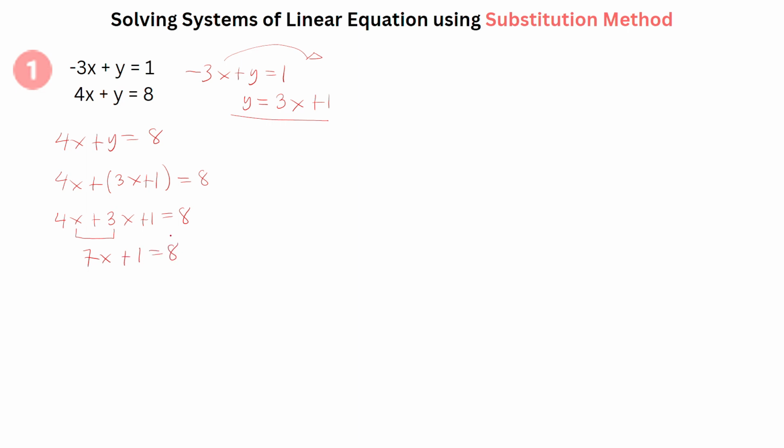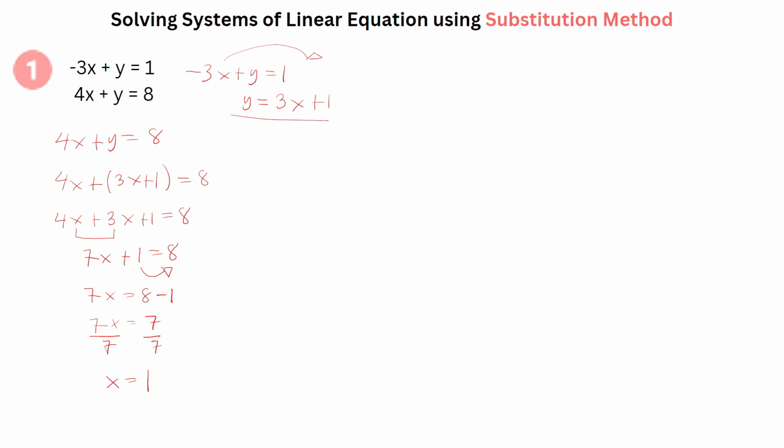Now again, make the x solo and positive. So what do we do? Transpose the 1 to the right side. So now we have here 7x equals 8. What will happen to positive 1? It will become negative 1. So we have now 7x is equal to 7. Now, is x already solo? Not yet. So what do we do? Divide by 7, divide by 7. So x is equal to 1.